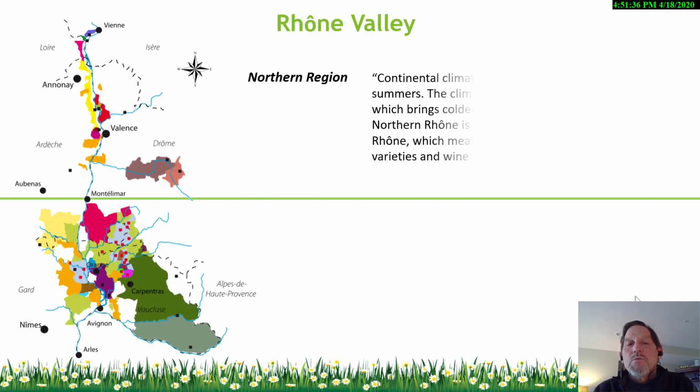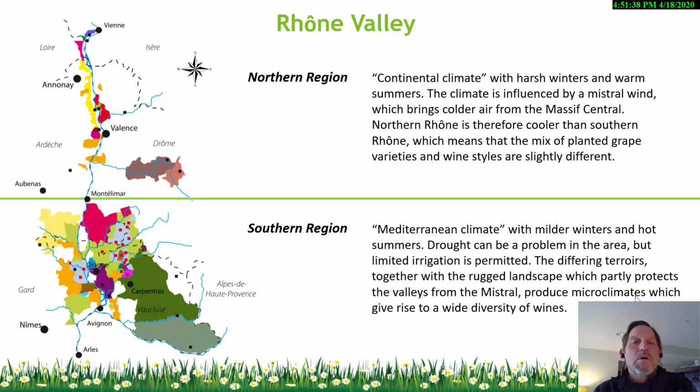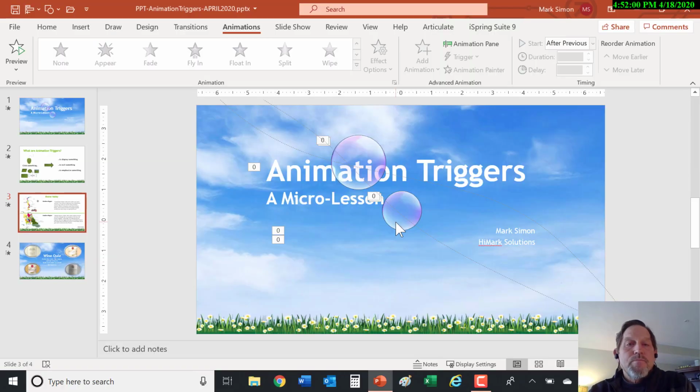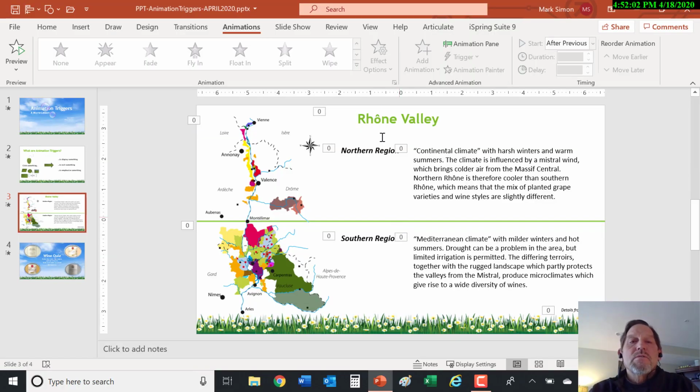So let's show how to do this, showing this slide of the Rhone Valley. There's a little text on the top describing the northern region, and on the bottom we have the southern region. And let's say that instead of all of these objects coming in at once, we want to click on one of the titles to make the text appear on the right, both for the northern region and for the southern region. So let's go ahead and do that.